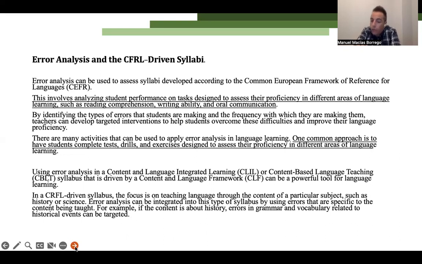We can actually say that we can use error analysis to assess not only traditional syllabi, but also those syllabi with a more alternative and a more non-traditional focus to it.